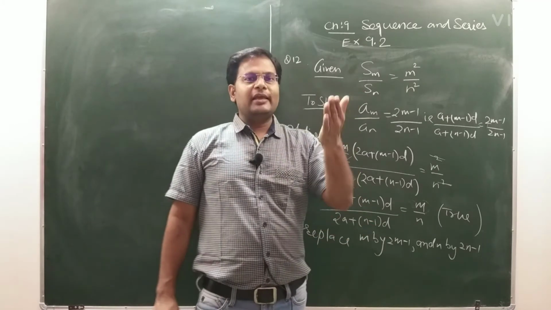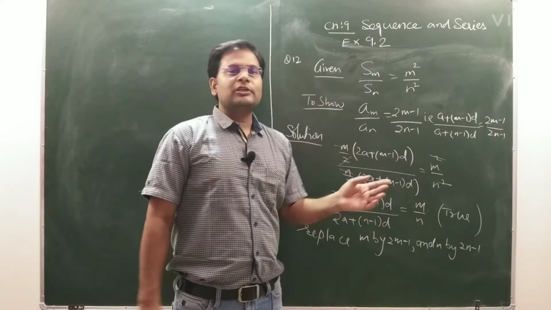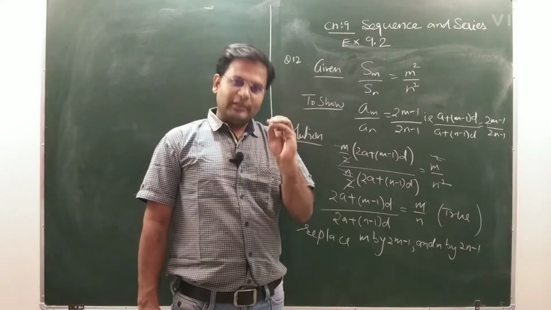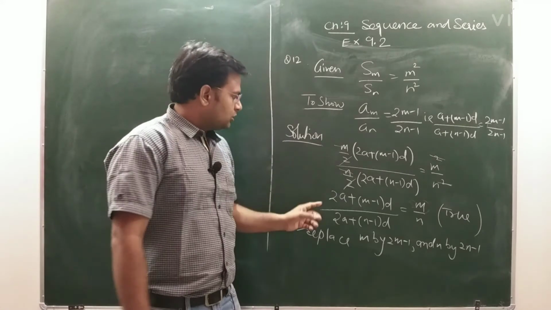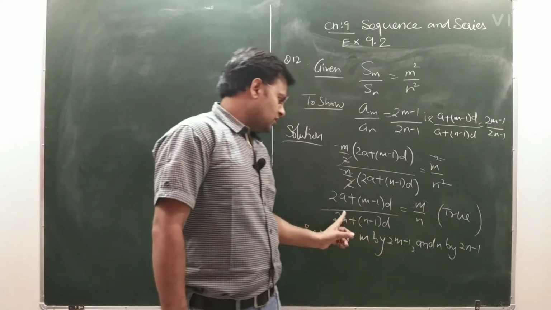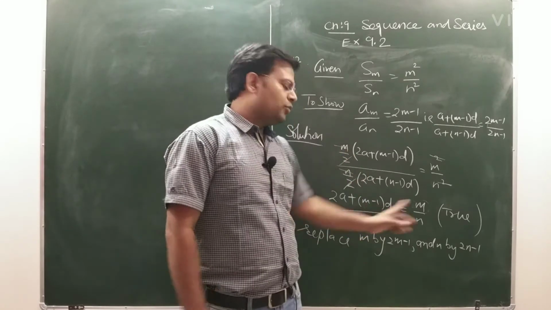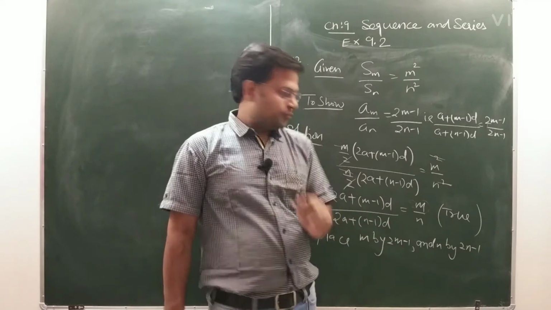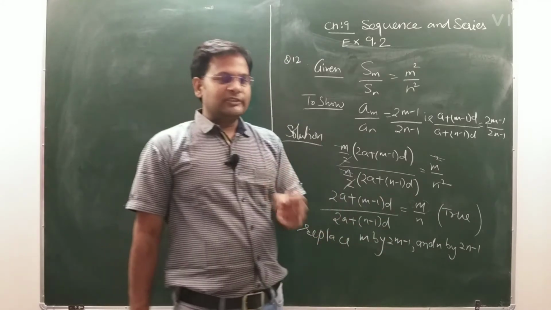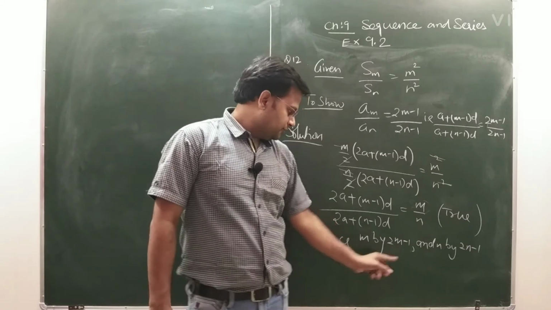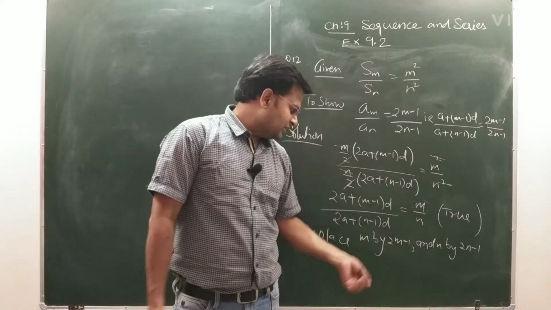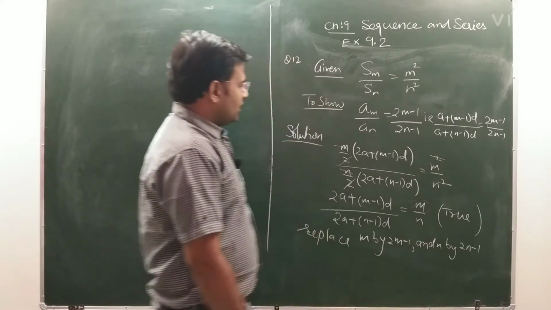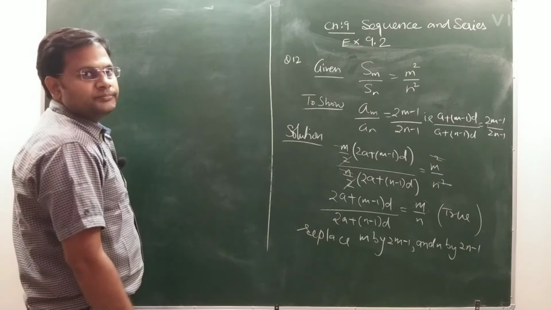Like any identity, a plus b whole square is equal to a square plus b square plus 2ab. This identity is true, whatever value you put in place of a and in place of b. So similarly, this is a true statement. We can put any value of m on both sides or any value of n on both sides. This statement will remain true. So keeping in mind that basic concept, we have thought of substituting m by 2m minus 1, or you can say replace m by 2m minus 1 and n by 2n minus 1. Now we see what happens after replacing it.